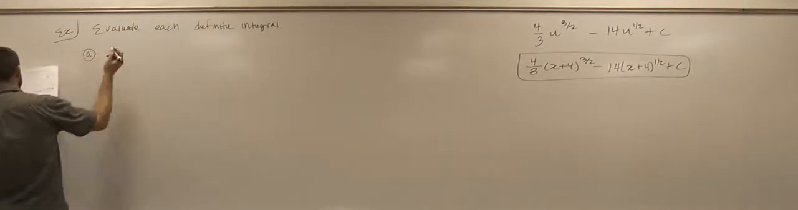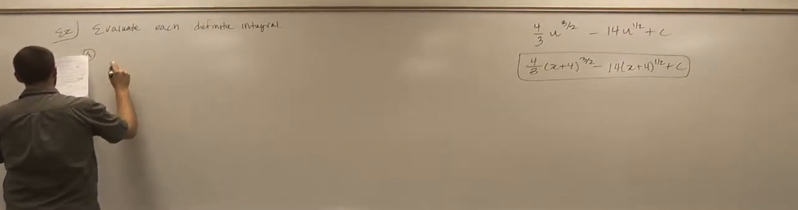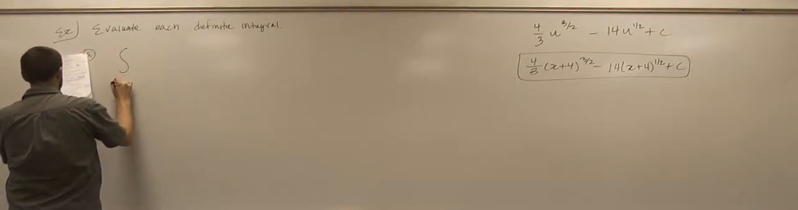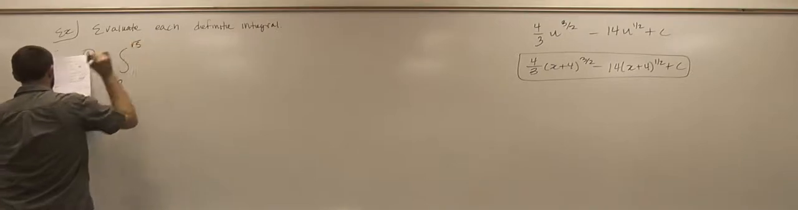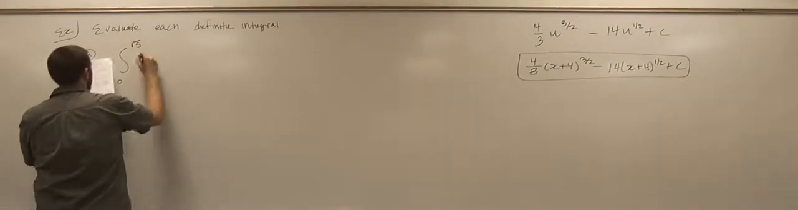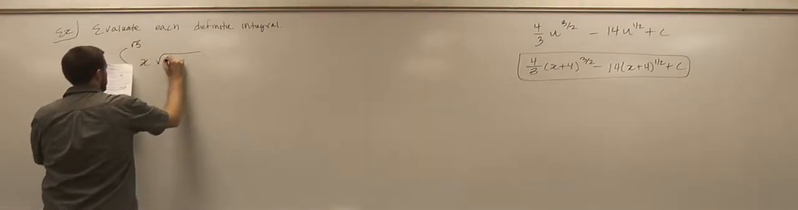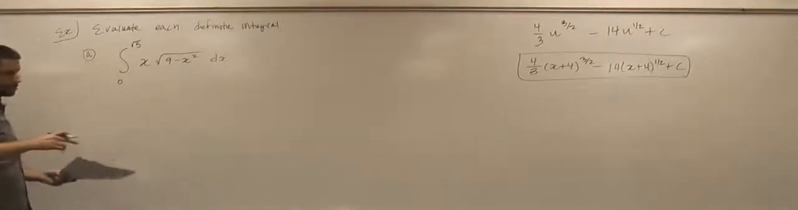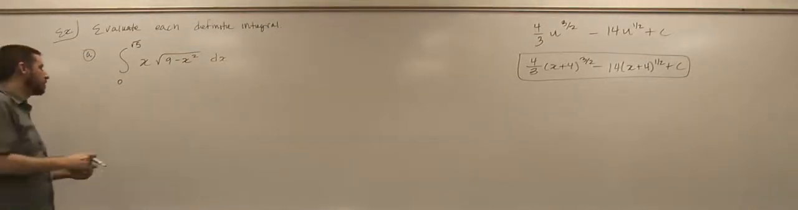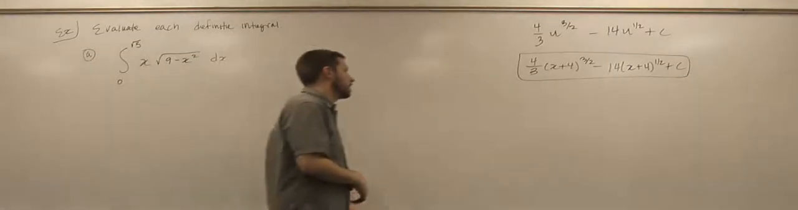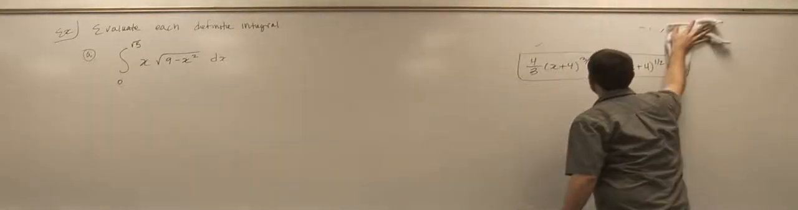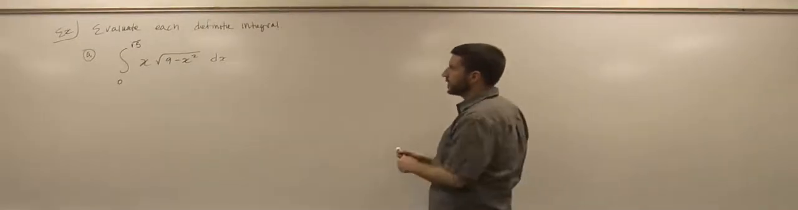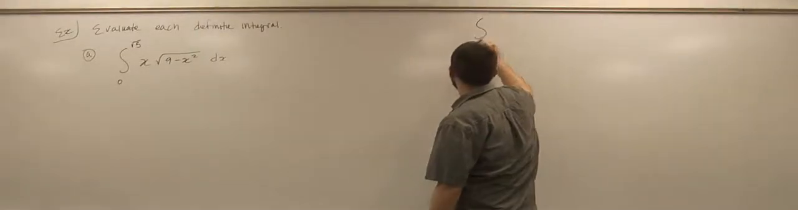So I'll start with hopefully a straightforward one. The integral from 0 to root 5 of x root 9 minus x squared dx. I want to do this 2 different ways. And I'll let you choose the method that you want to use.